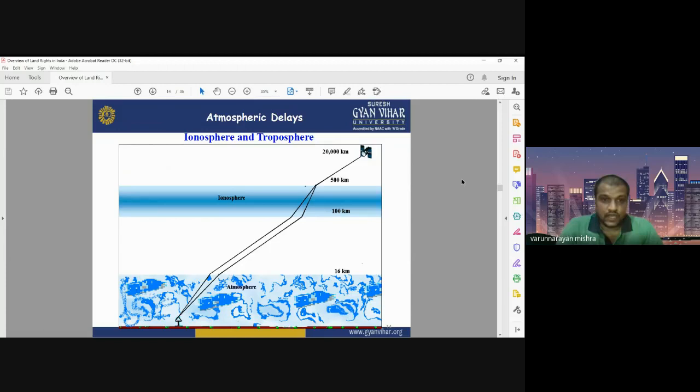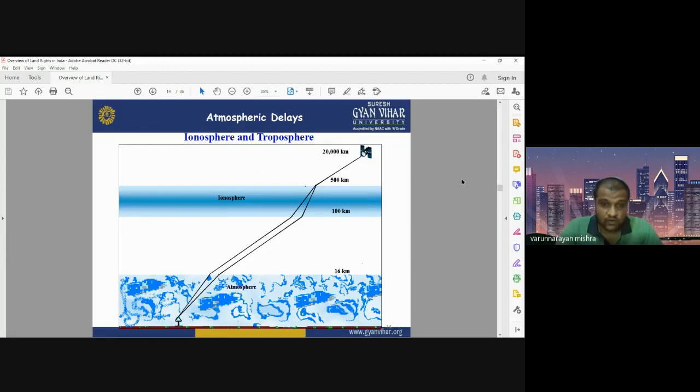So the ionospheric and tropospheric condition of the atmosphere can also affect the accuracy of the GPS signal. That kind of error is known as atmospheric delays. There may be some delay in the signal received by the GPS receiver on the Earth because of the concentration of the ionosphere and troposphere in the upper atmosphere. So it cannot be avoided easily.